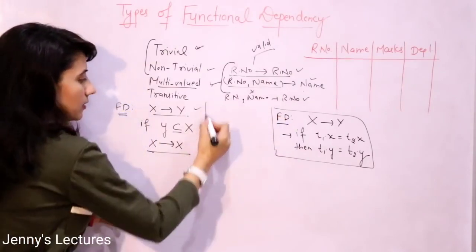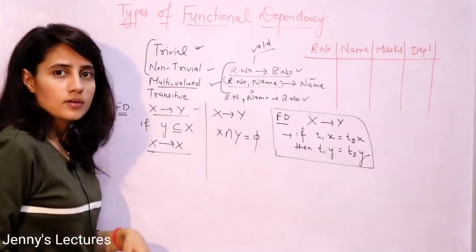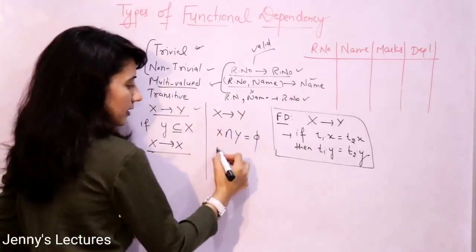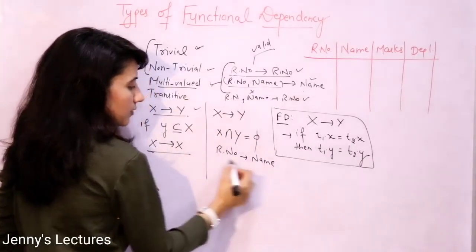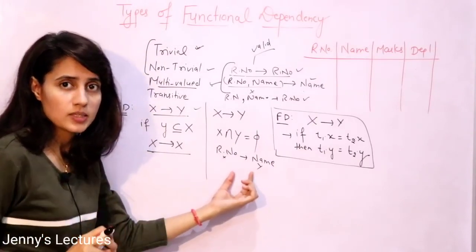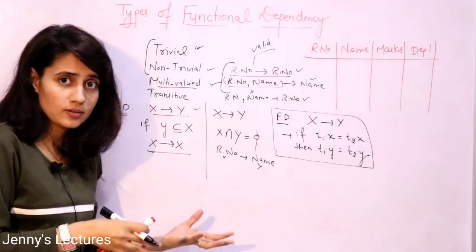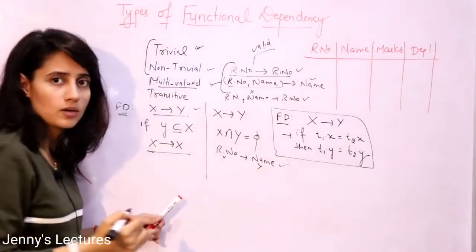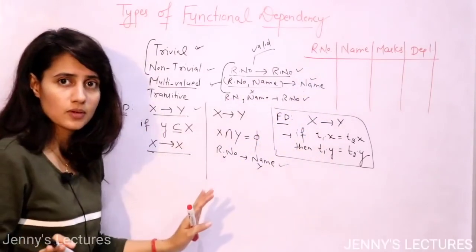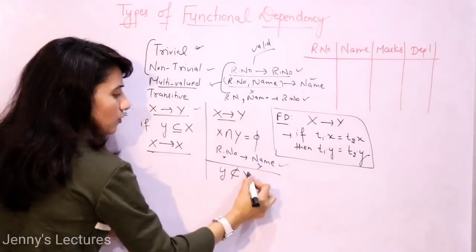Now what is non-trivial? In this case X determines Y, but X intersection Y is equal to phi. There would be nothing common in X and Y, that is a non-trivial functional dependency. Like if I say roll number determines name, this is X, this is Y. If you take the intersection of this and this, nothing is common, so this is a non-trivial functional dependency. And here I am not sure whether this functional dependency is valid or not, so it may be valid, may not be valid. So we have to look at the table to check whether this functional dependency is valid or not. But this kind of functional dependency, trivial, will always be valid, no need to check the table. Somewhere it is also written that in this case X determines Y and Y is not a subset of X.